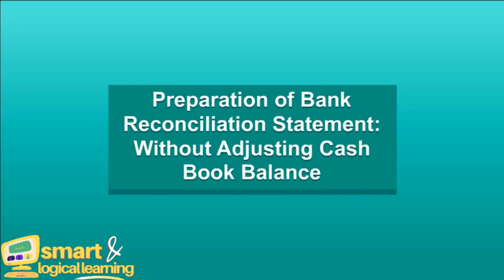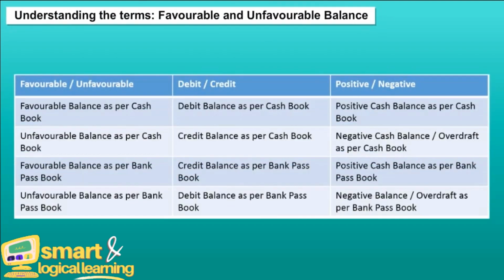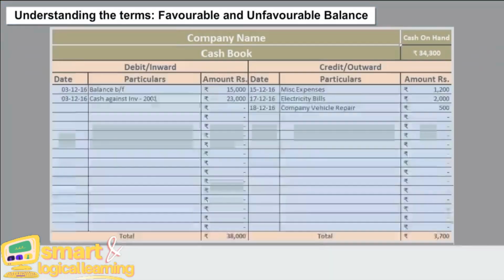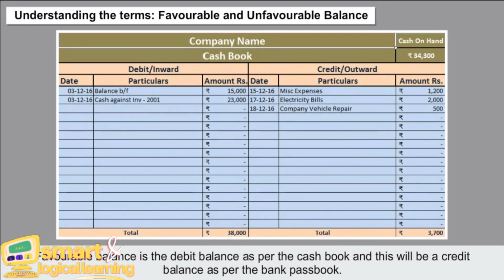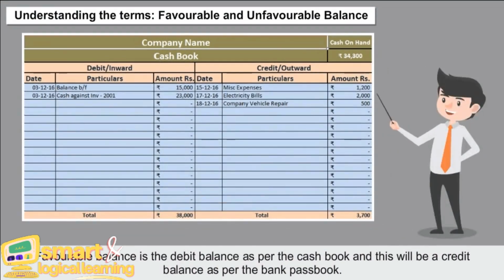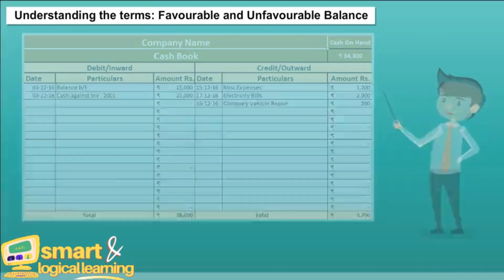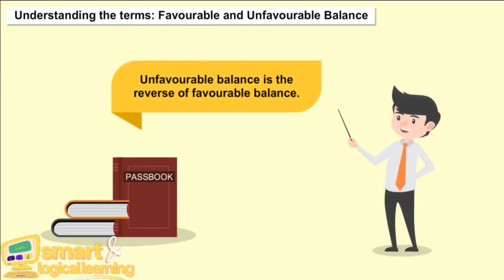Preparation of bank reconciliation statement without adjusting cash book balance. Understanding the terms favorable and unfavorable balance. Favorable balance is the debit balance as per the cash book, and this will be a credit balance as per the bank passbook. Unfavorable balance is the reverse of favorable balance.